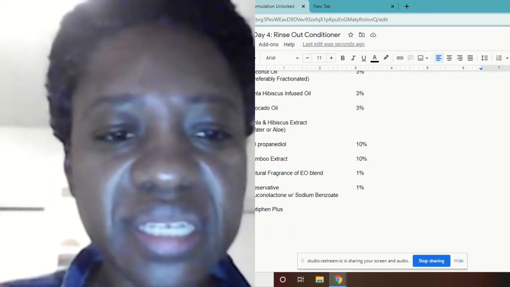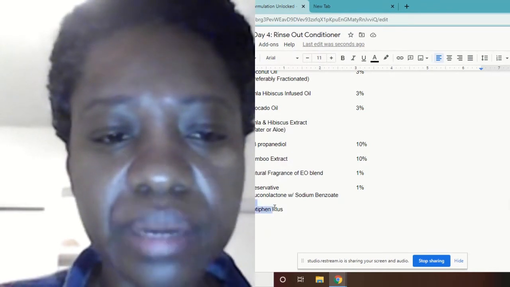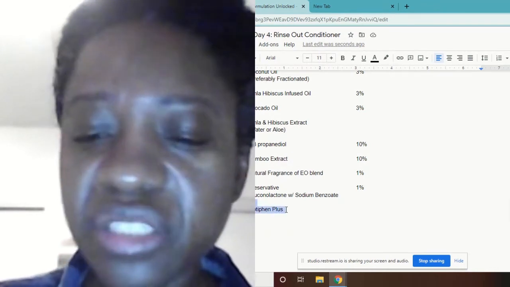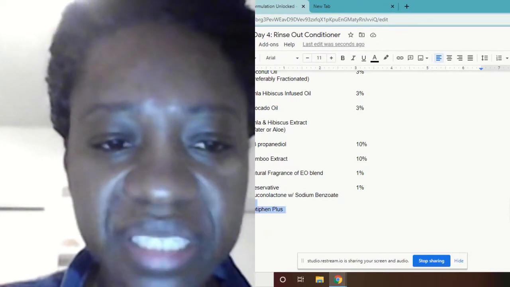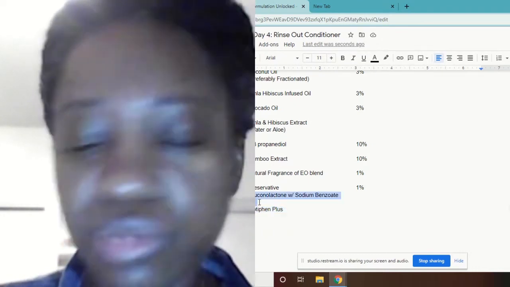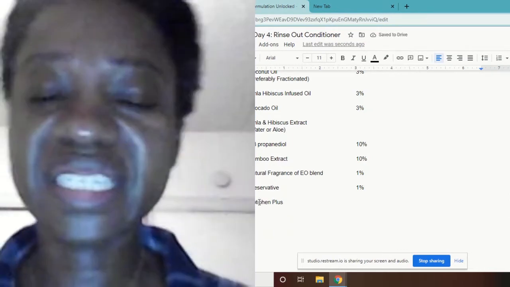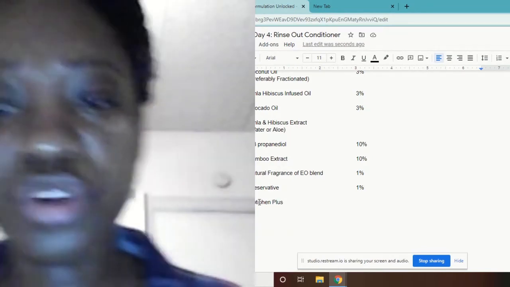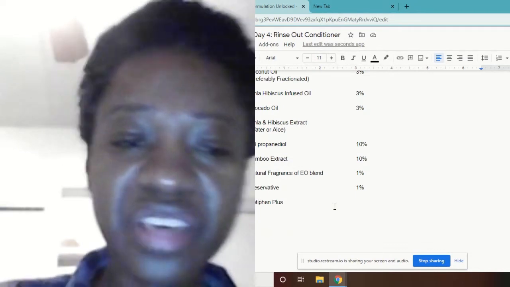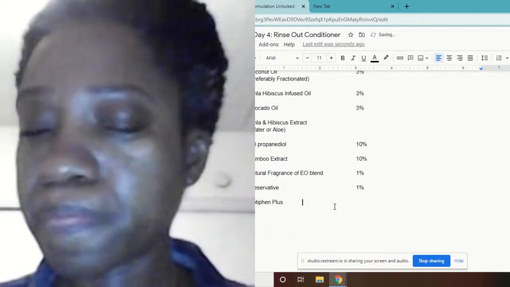You know what? I'm just gonna stick to gluconolactone with sodium benzoate. I'm just gonna stick to Optifen Plus here, because gluconolactone with sodium benzoate is a powder, which means it would go in the water phase. But Optifen Plus is a liquid, which you would add at the end of your whole process. And I think it'll just make it too confusing.